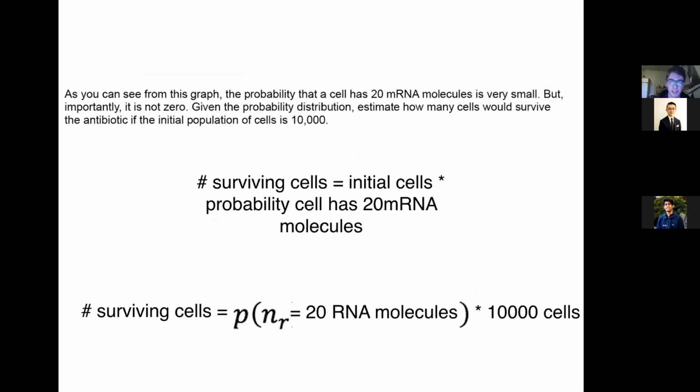And then, okay, now that we have the probability that a given cell will survive, which is the same as the probability that it has 20 RNA molecules, all we have to do is multiply the given initial cells times this probability, and we'll get the number of surviving cells. And that's the end of the question. Does anyone have any questions? All right, well, feel free to message me as well.